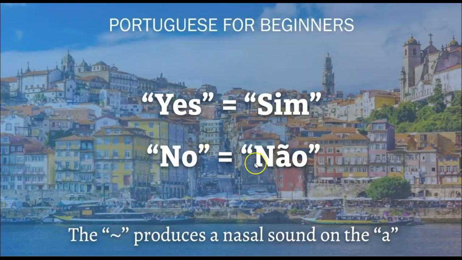The word for no is going to be não. Não. You have the tilde over the A. When the tilde appears, this indicates a nasal sound. That's why I say now and not now. See the difference? Now would be without the tilde. Now is with the tilde. Now. Yes, sim, no, não.